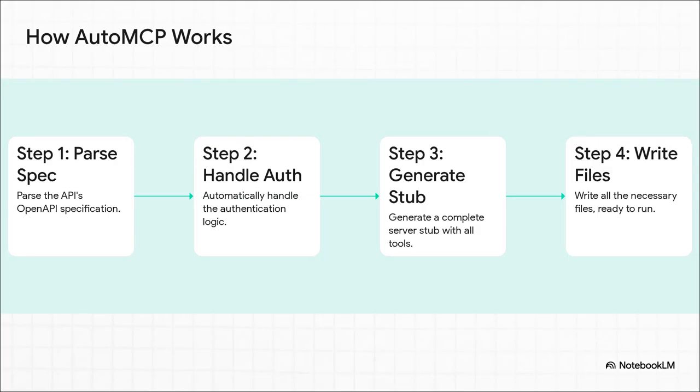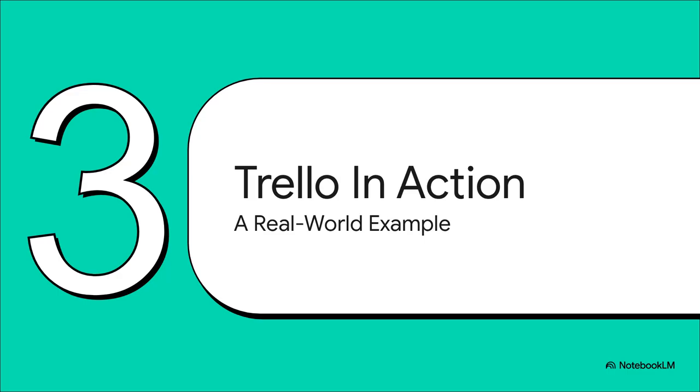So, how does this magic trick work? Well, it's a pretty straightforward process. First, AutoMCP just reads the API's official documentation, its blueprint. Then, and this is a big one, it automatically figures out all the tricky authentication and security stuff. After that, it generates all the server code, turning every function into a tool the AI can use. And finally, it just bundles it all up into a neat little package, ready to go. No human coding required.